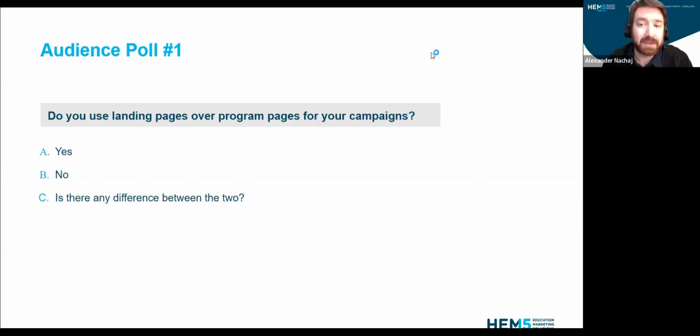So about half of you, yes, in fact, do use landing pages for your campaigns. About 25% do not. Maybe you're using either no pages or program pages, and then another quarter asking about the difference. So I guess the surprise ending of today is that ideally A is the best route to be going for your campaigns. But we're also really going to talk about how to make these landing pages stronger, why you should use them, and also get into some of the differences between a landing page and a program page and how they should ideally be used.